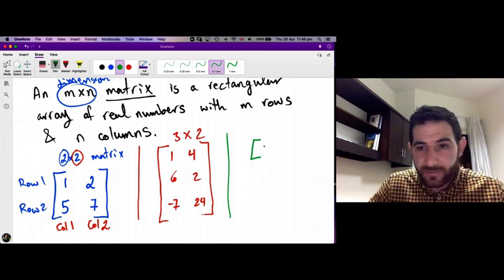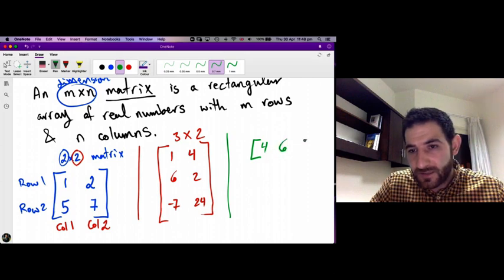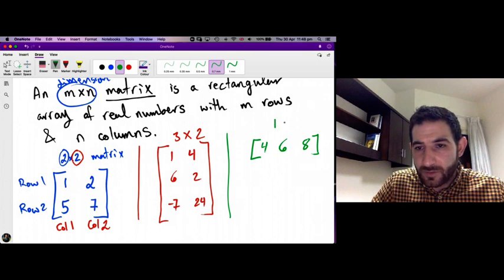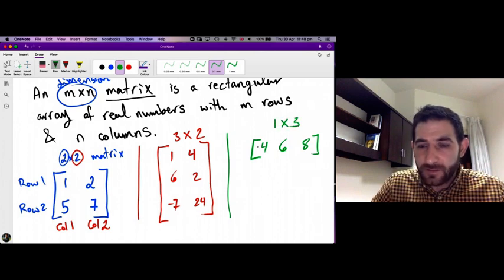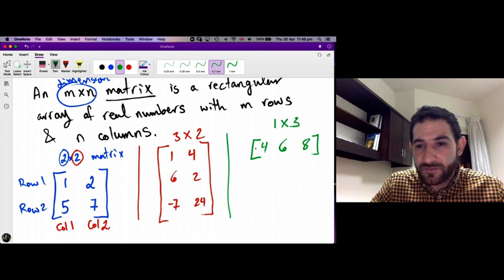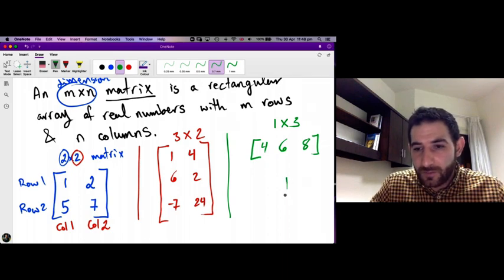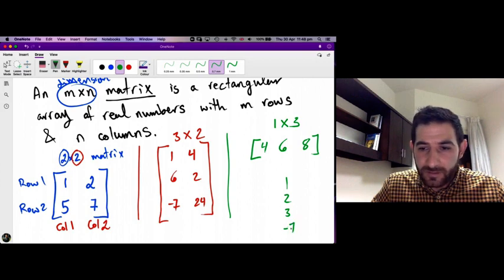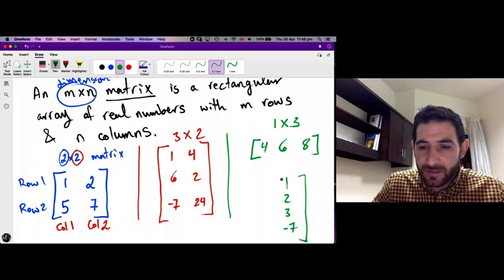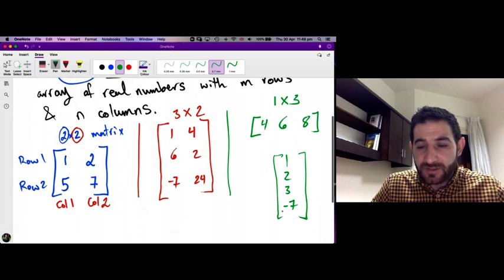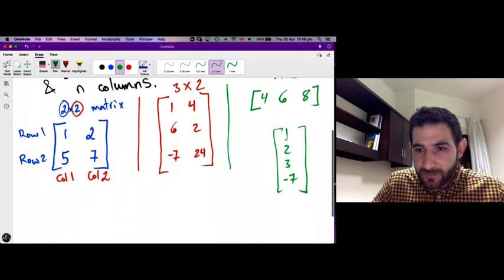Now another example: we have, say, 4, 6, and 8. So here we have 1 row and 3 columns. So this is a 1 by 3 matrix, a matrix composed from 1 row and 3 columns. This is called a row matrix. Similarly, we have, say, 1, 2, 3, and negative 7. So this is another matrix. This is called the column matrix, and it's composed of 1, 2, 3, 4 rows and 1 column.